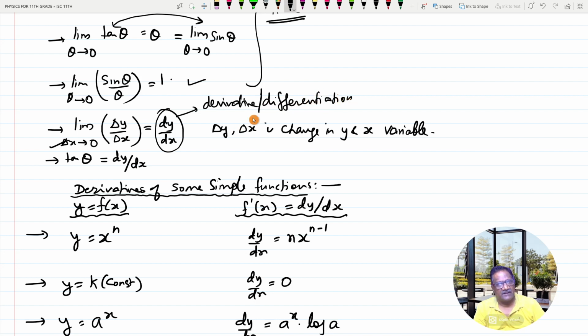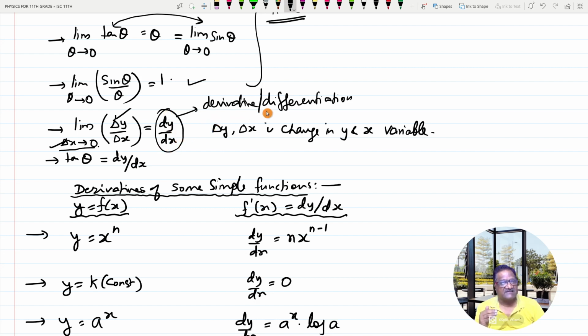Derivative or differentiation is a mathematical concept which arises from the concept of limits. So whenever you are finding the limit of a ratio like delta y upon delta x, delta y is the change in the y variable, delta x is the change in the x variable. When you find the ratio of this and take the limit of this ratio such that delta x is tending to 0, then whatever answer you get will be dy by dx. That is known as the derivative.